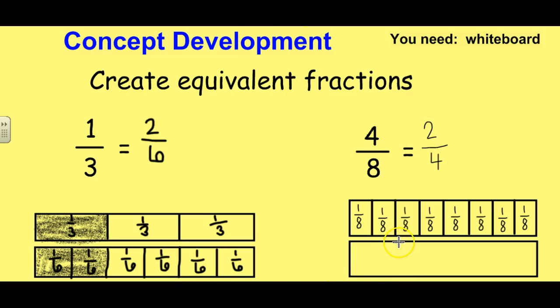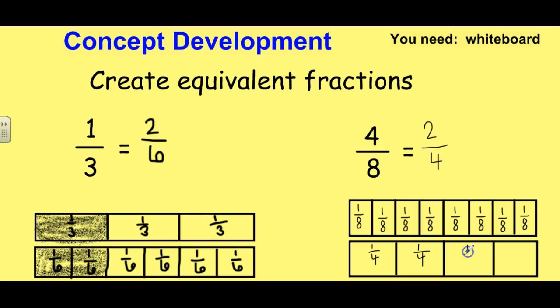So now what we're going to do with our bottom rectangle is make 4 equal sections instead of doubling our 8 and making 16 equal sections, because that would take some time and it would take a little bit to make sure that our parts were equal. So it's not always doubling the numerator and denominator. Just remember that sometimes you can divide the numerator and denominator and still get an equivalent fraction. So now we're going to label each part 1/4 because we have 4 equal parts.